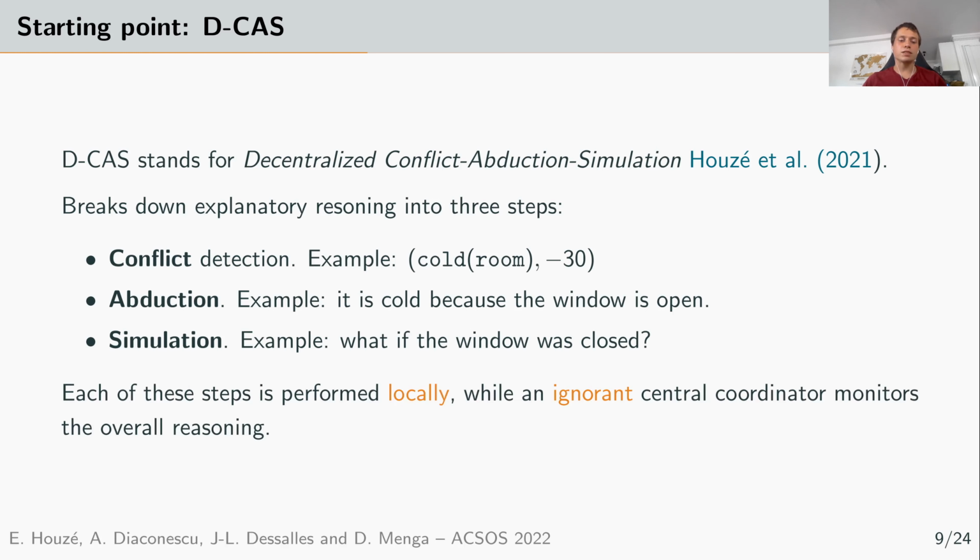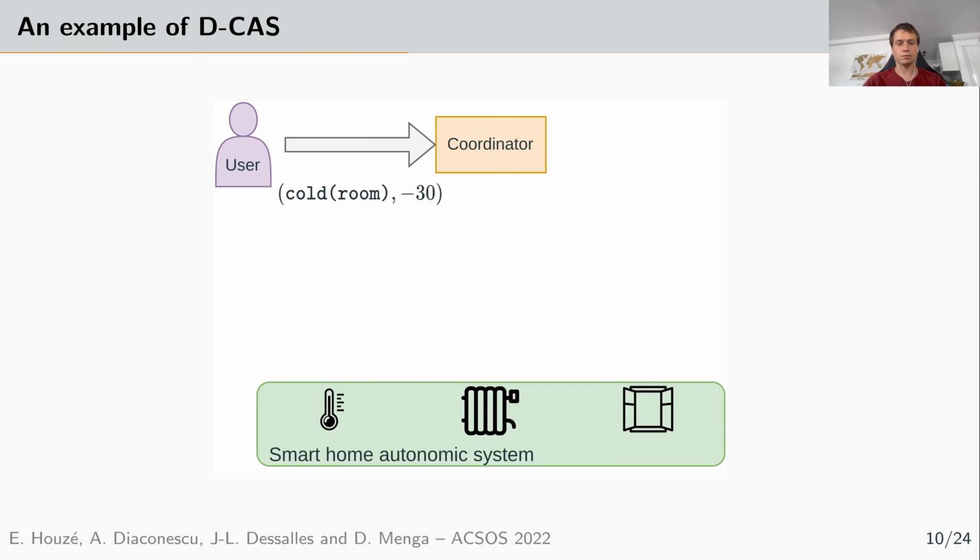Each of these steps can be performed locally, and we just need an ignorant central coordinator to monitor the overall reasoning. By ignorance, I mean that the coordinator is only used as a naming and directory service. It doesn't have to know the state, the different observations of each component in the system. To illustrate this, let's consider this example.